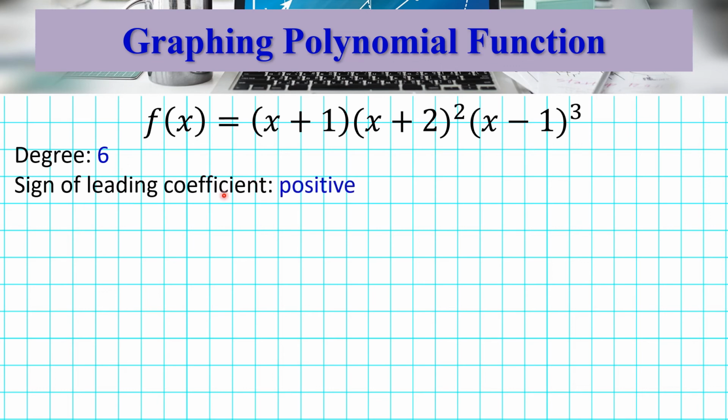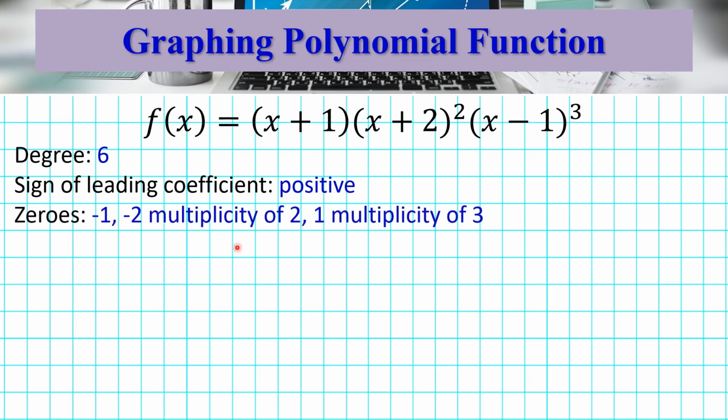The next, yung sign of leading coefficient natin is positive pa rin. Kasi we have here positive, positive, and positive. So, pag minultiply mo yan, positive pa rin yung kakalabasan. The next, yung zeros natin, dito, pag kinuha mo yung additive inverse, this is negative 1. Dito naman is negative 2. Dito naman is positive 1. Pero check on the multiplicity. Yung negative 2 has multiplicity of 2 dahil sa exponent na to. Yung positive 1 has multiplicity of 3 dahil sa exponent na to. So, we have negative 1, negative 2, multiplicity of 2, and 1 multiplicity of 3.